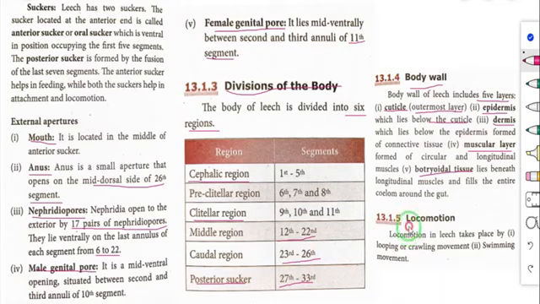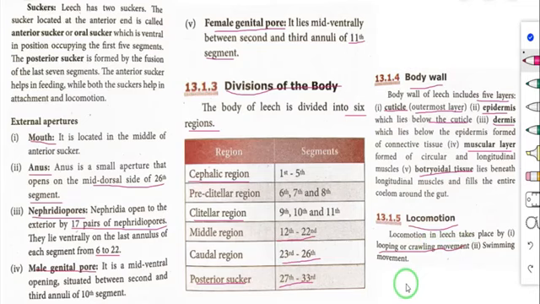The next one is locomotion. Locomotion means movement, moving from place to place. Locomotion in leech takes place by 2 types of movements. The first locomotion is looping or crawling movement. Looping movement or crawling movement, that is the first one.